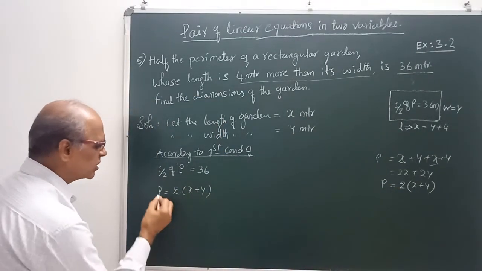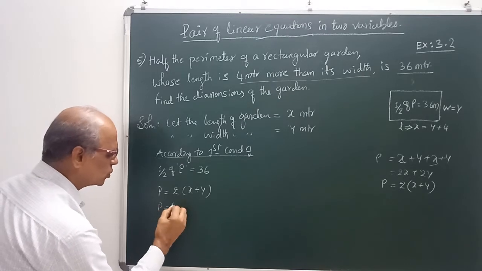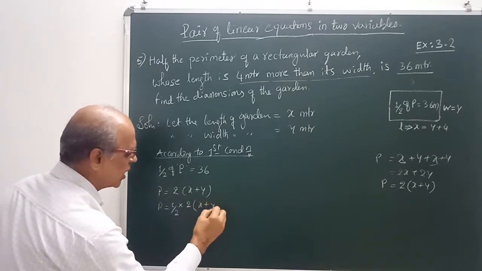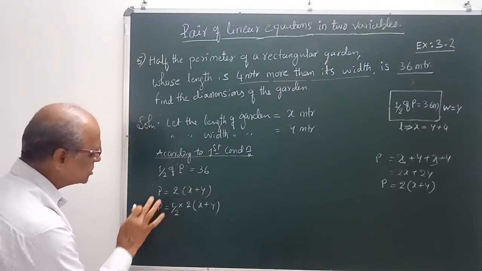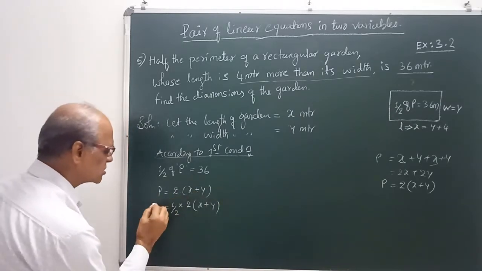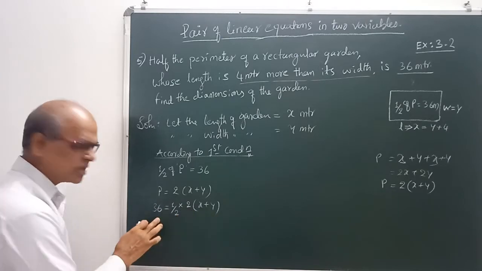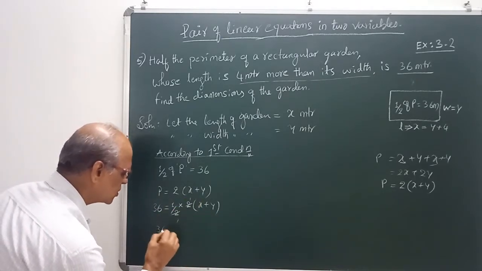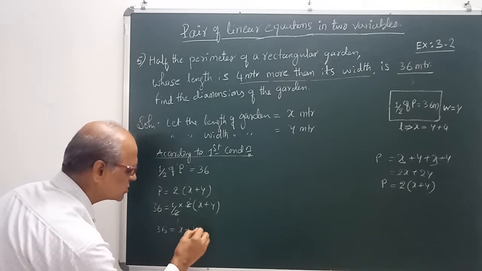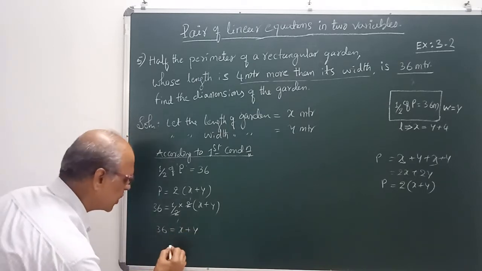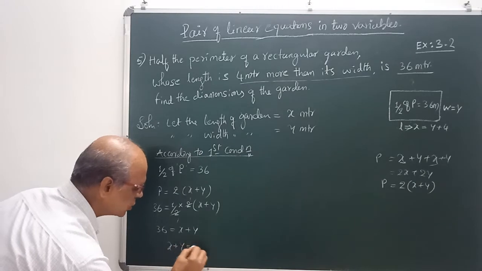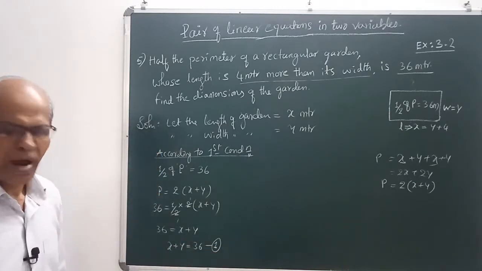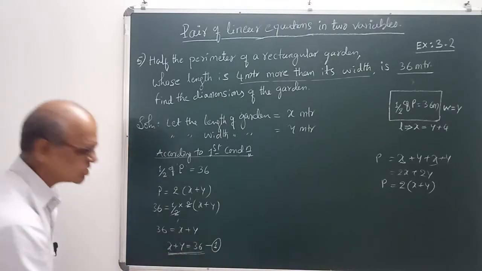Now half of perimeter means what? P is equal to half into 2 times x plus y, that is in the bracket. What is this P value? P value is 36. Half of perimeter is 36, they have given. The 2s are cancelled. So what is this? 36 is equal to x plus y. Write it in the reverse way. x plus y is equal to 36 is your equation number 1. Right. This is the equation number 1.